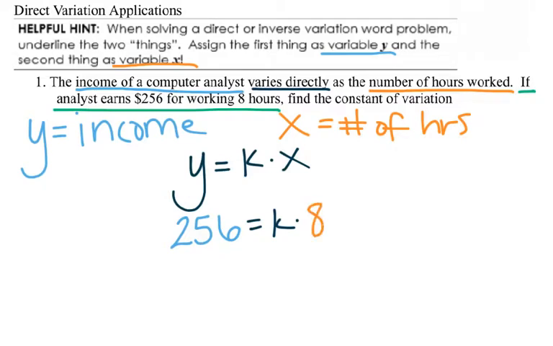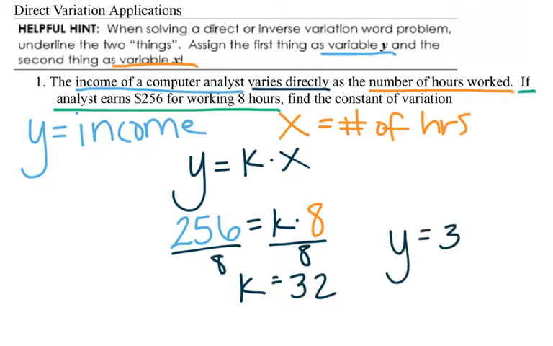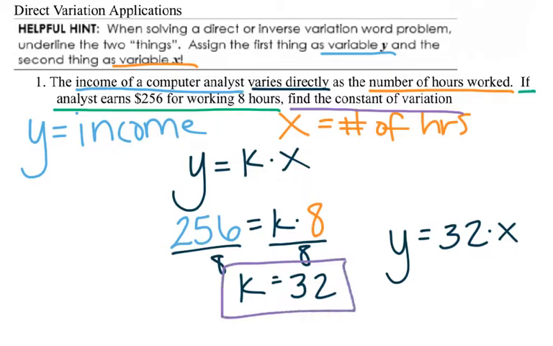Alright, so I'm going to pause right there. We're going to find k, and we're going to write the direct variation equation right now. So the way I find k is to divide by 8 on both sides. So k equals 32, and now I'm going to write my equation. Oh, never mind. Sorry, we already solved it. It said find the constant variation. Sorry, I should have read the question before I actually got you to do it. Okay, so that's just how you find the k.